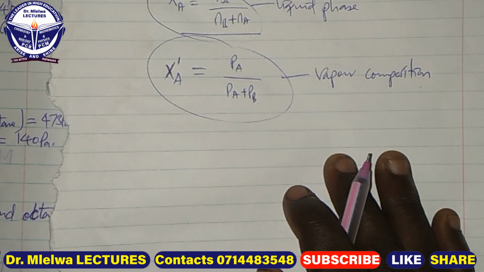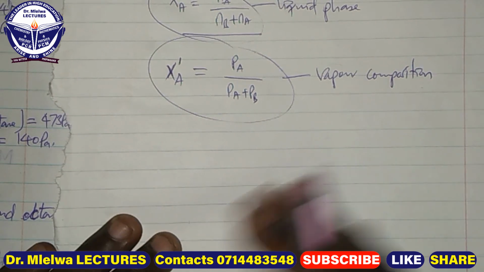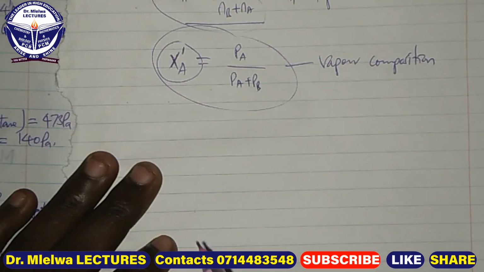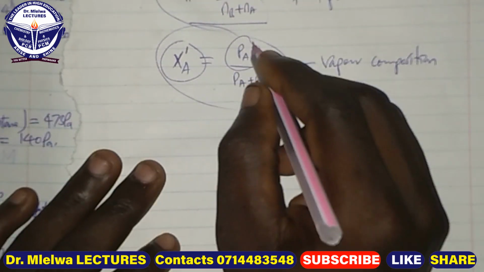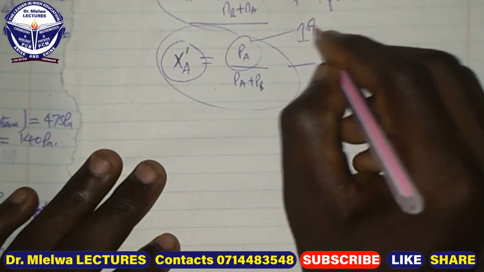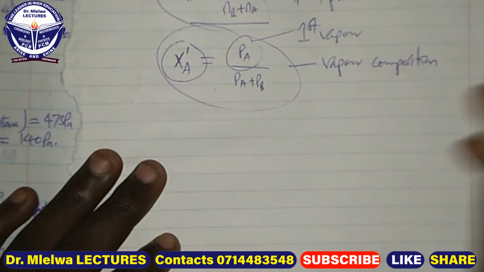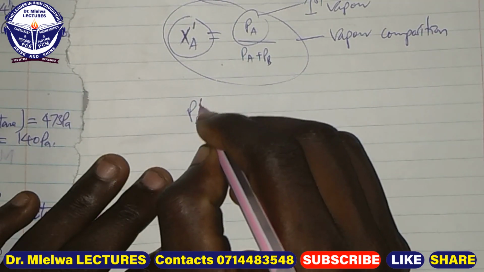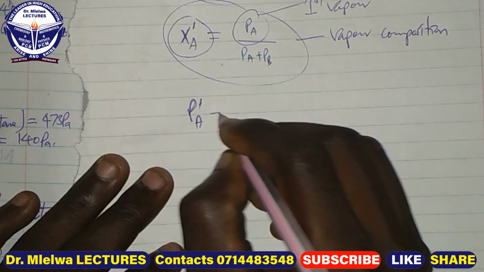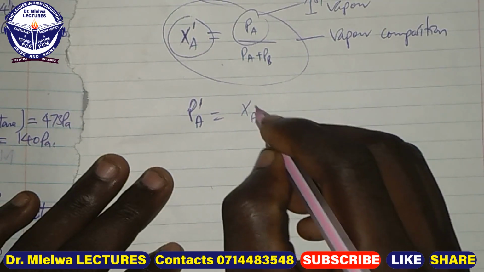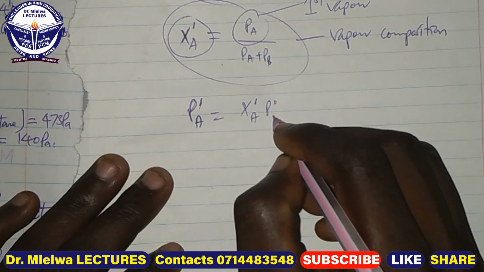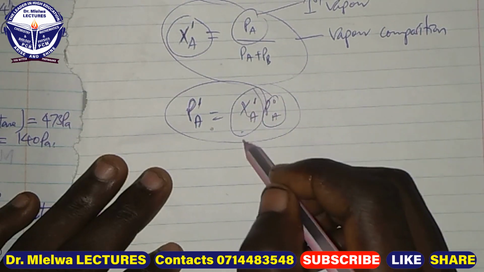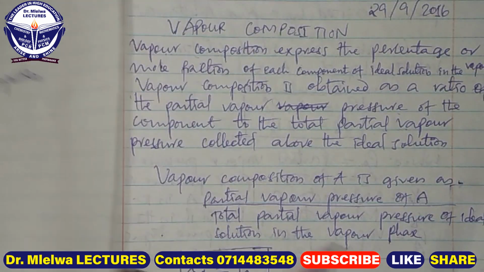Then in the second vapor or third vapor, we do it by calculating the partial pressure first. So for example, this vapor composition we will use to calculate what? The second vapor, meaning this pressure is for the first vapor. Then in the second vapor, pressure of A in the second vapor will be equal to vapor composition of A times pure pressure of A. So the pure pressure of A remains there, but here the dimension changes. Raoult's law is still applied as usual.